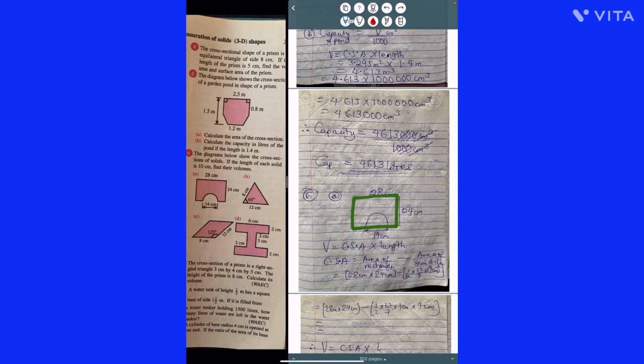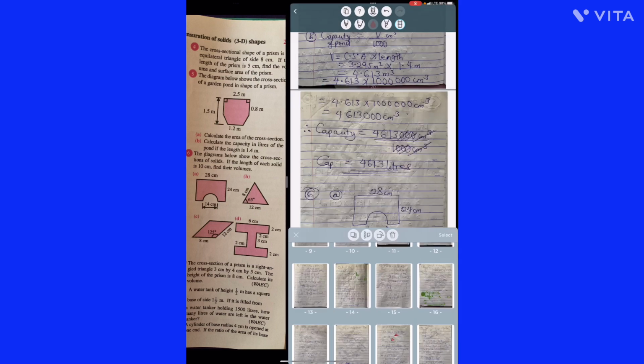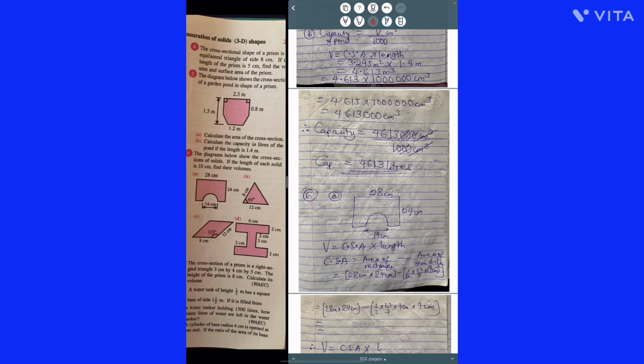Let me use a red line. A semicircle has been what? Cut out, meaning that to find the area of the shape, I'll find the area of the rectangle and subtract the area of the semicircle from it. I'll find area of rectangle minus area of semicircle. That will give me the area of the shape.